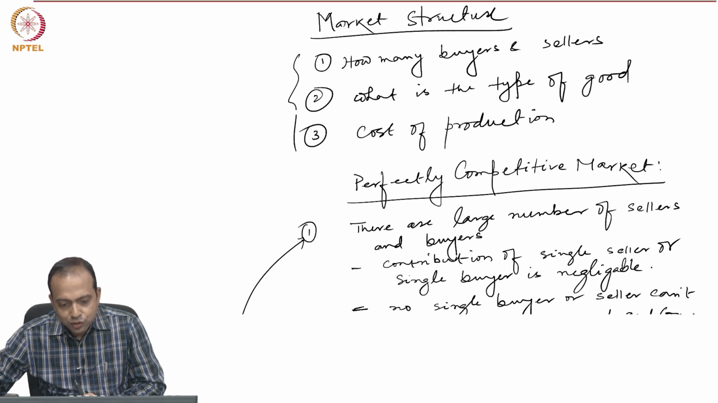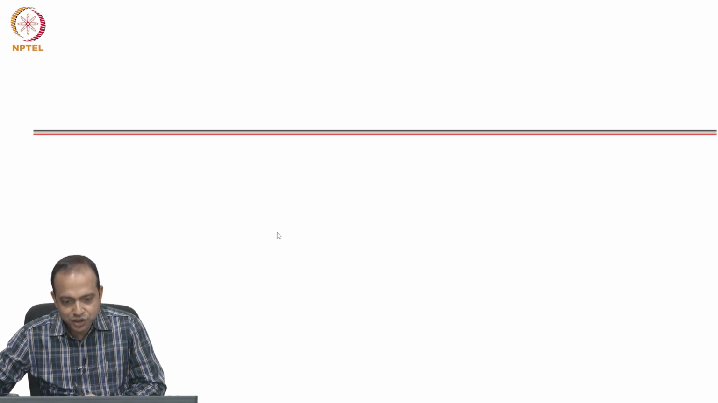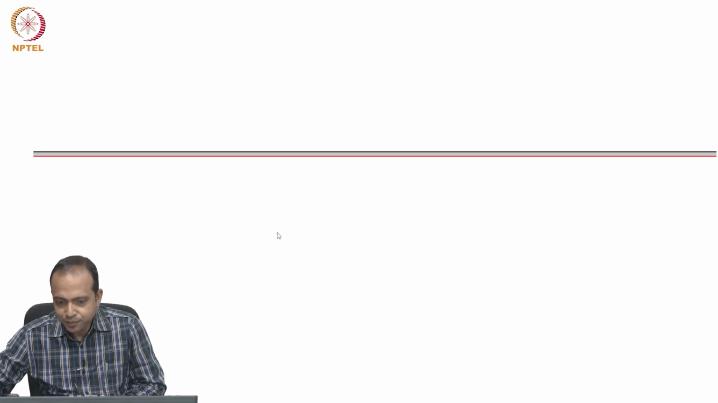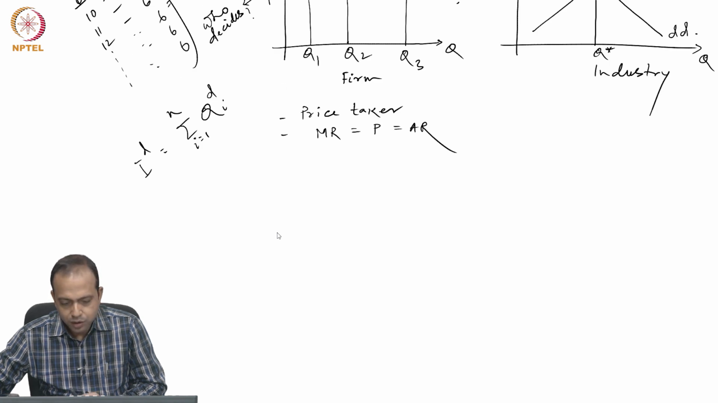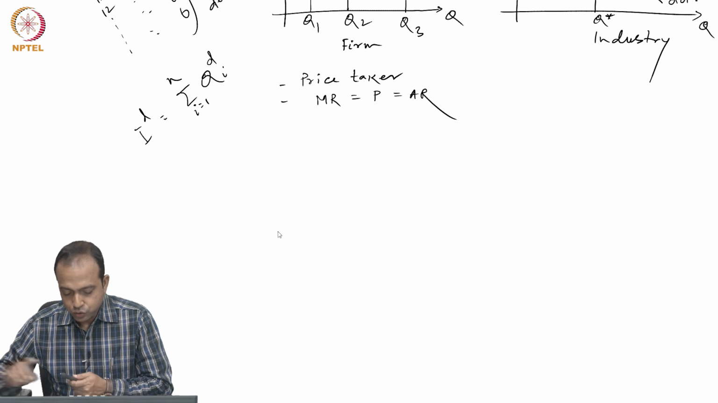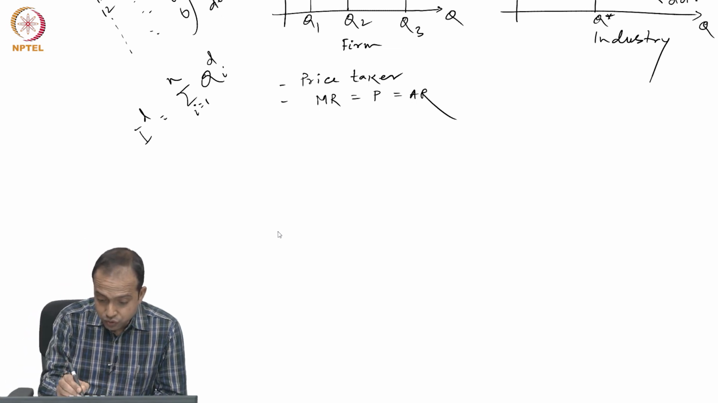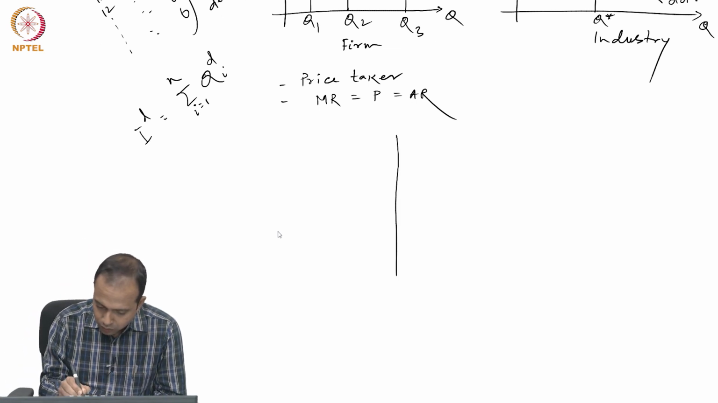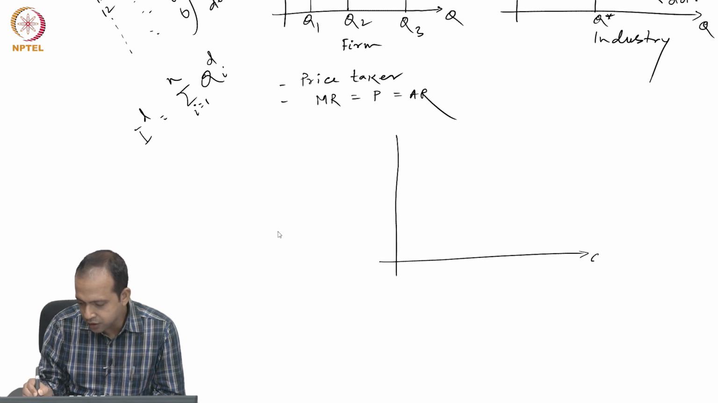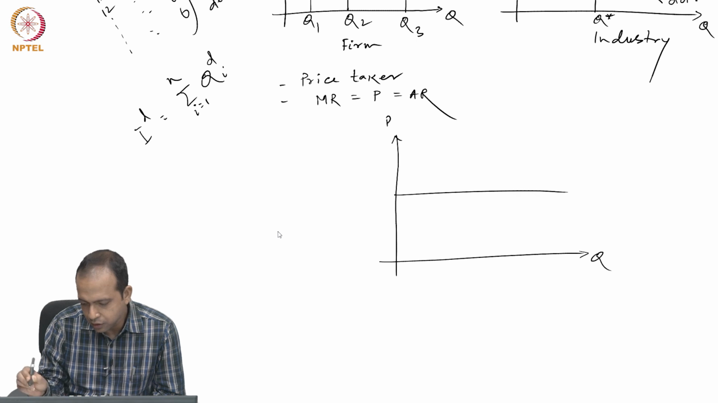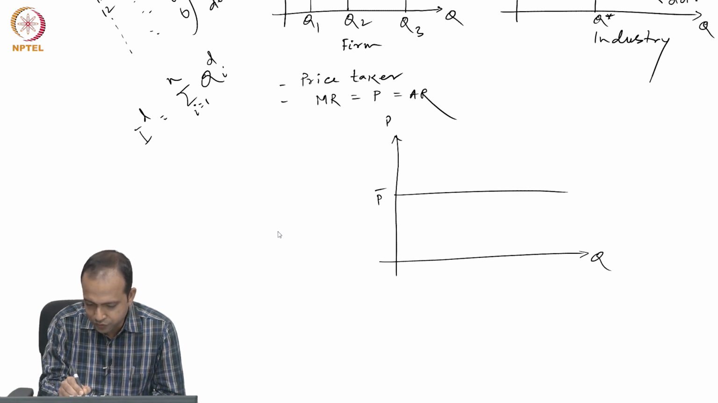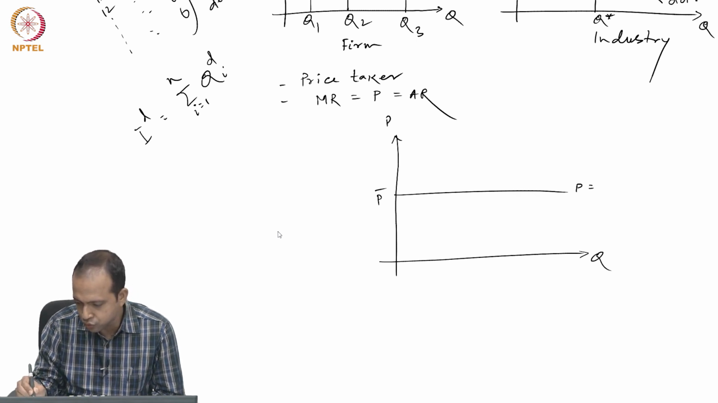Now, how is profit maximization decided? We have now understood the firm's demand, the industry and firm demand. Let us say this is the demand curve that the firm is facing, P equals MR equals AR. That is the demand curve.